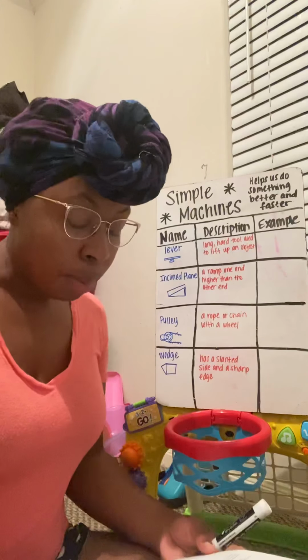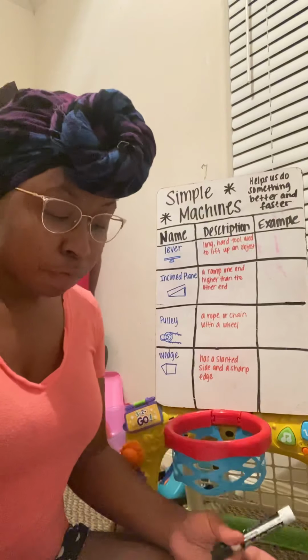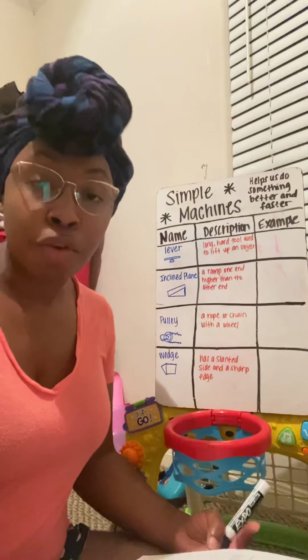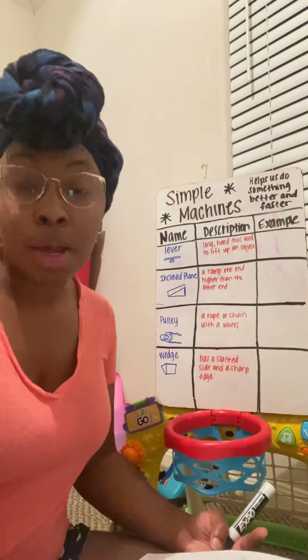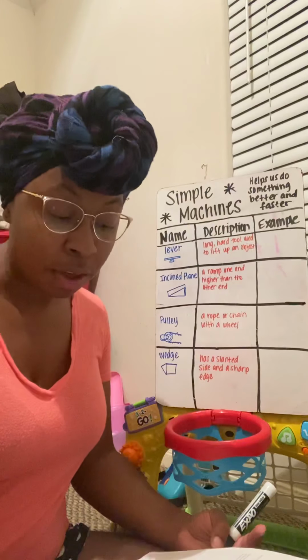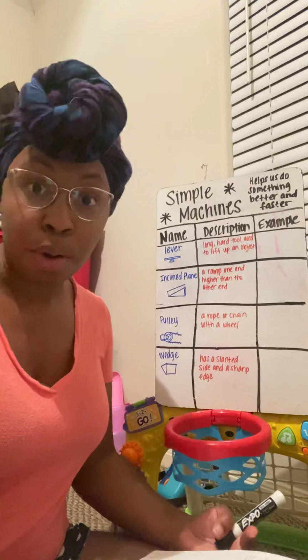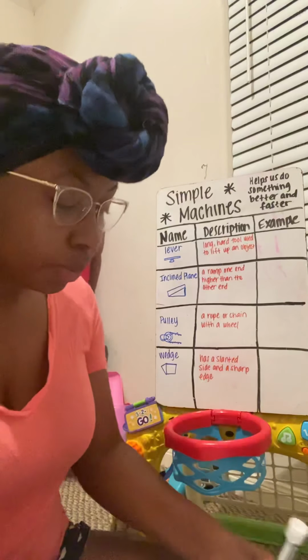okay? Number one, it helps us by transferring force from one place to another. It helps us by increasing the amount of force applied. And it also helps us by changing the direction of a force. For instance, when you pull down a rope to raise a flag to a flagpole.